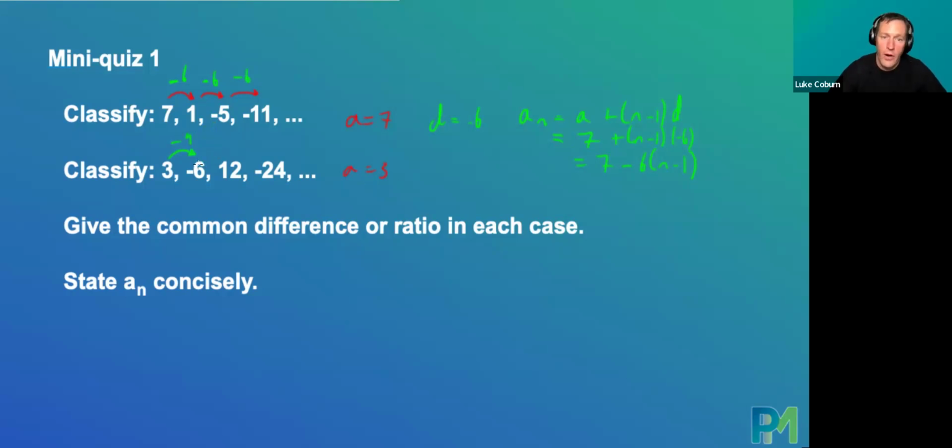But going down a further -9 from -6 doesn't bring us to 12, so it's not arithmetic. If we want to go from 3 to -6, we'd have to multiply by -2. And then to go from -6 to 12, we'd have to multiply by -2 again. So this is geometric, and this is r equal to -2. And then a_n is equal to a times r to the n minus 1. So we have that a_n is equal to a_3 times -2 to the power of n minus 1.